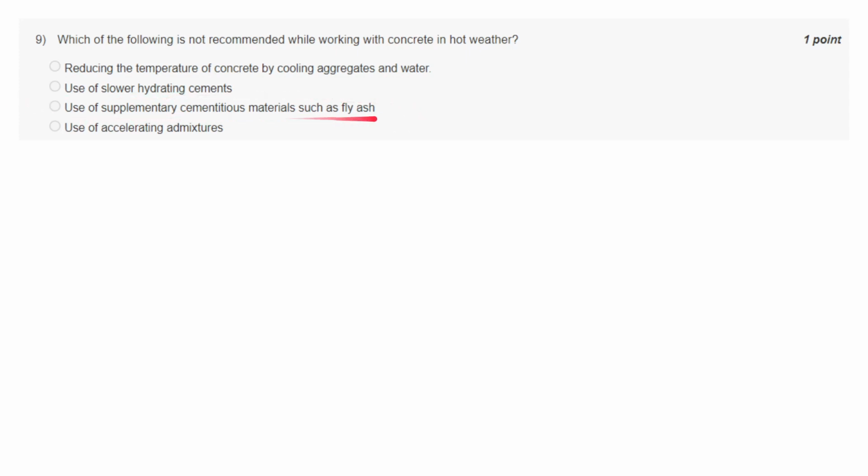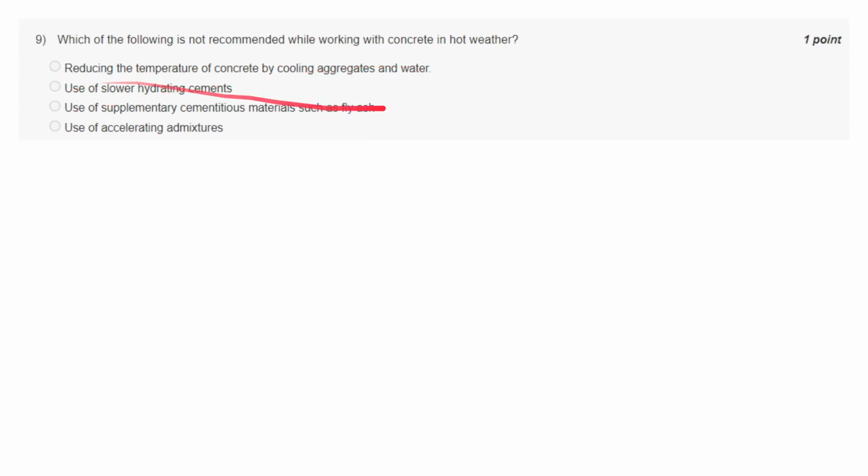Use of SCM such as fly ash is important because it is a good alternative, since it will reduce the amount of cement hydration, which will reduce the amount of heat generated. So this is acceptable, recommended. Use of slower hydrating cements is also recommended. Why? Because that will reduce the amount of hydration, resulting in reduced heat generation. Thirdly, reduction of temperature of concrete by cooling aggregates and water is also recommended. All of this will reduce thermal cracks.